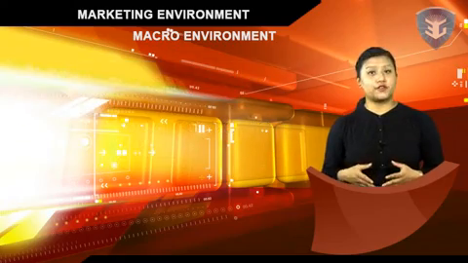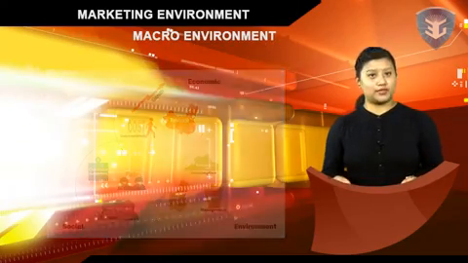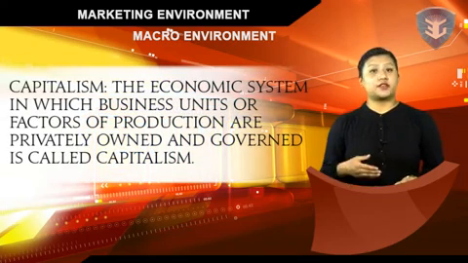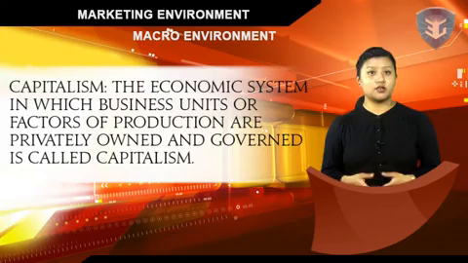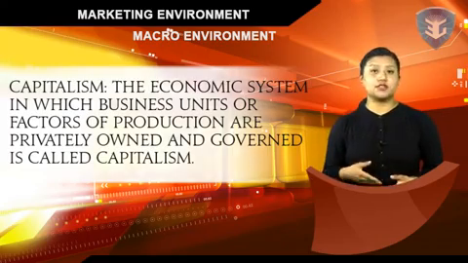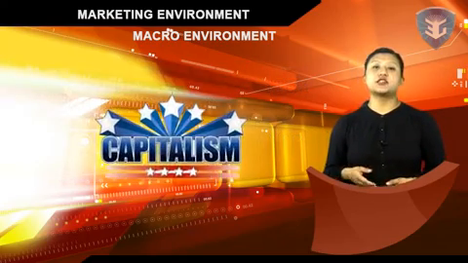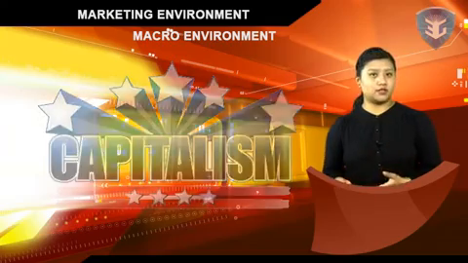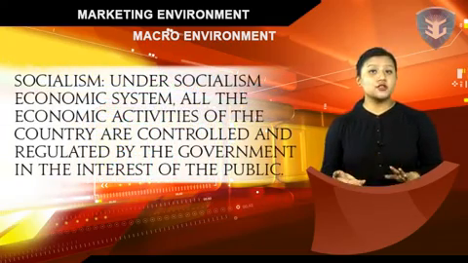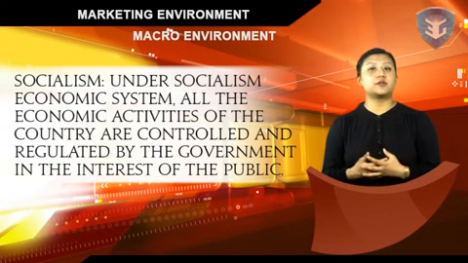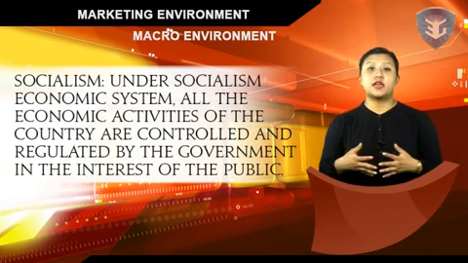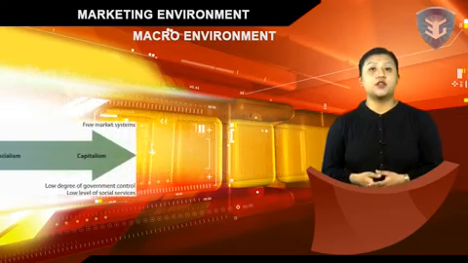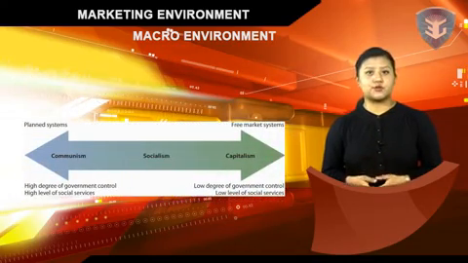The economic system of a nation can be of any one of the following types. Capitalism. The economic system in which business units or factors of production are privately owned and governed is called capitalism. Profit earning is the sole aim of the business units. Socialism. Under the socialist economic system, all the economic activities of the country are controlled and regulated by the government in the interest of the public. The first country to adopt this concept was Soviet Russia.